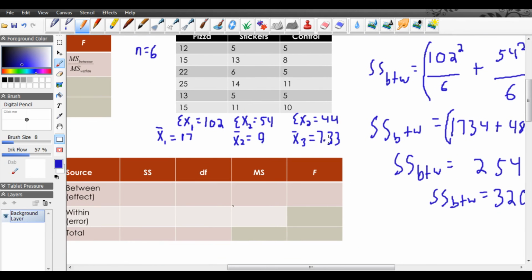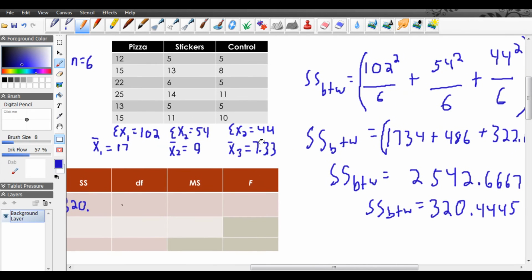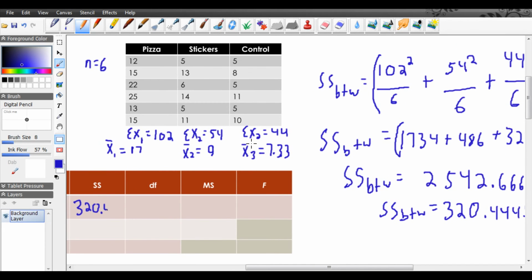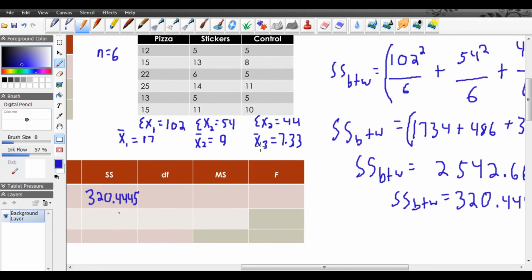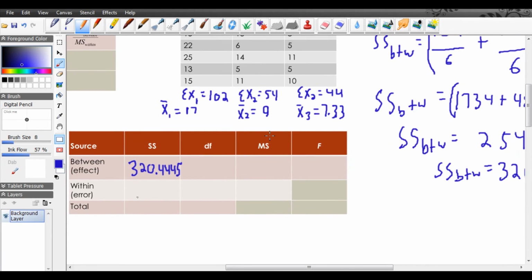So we can now plug that into our ANOVA table, 320.4445. Alright, that fits barely in there. Okay, now we need our sum of squares within.